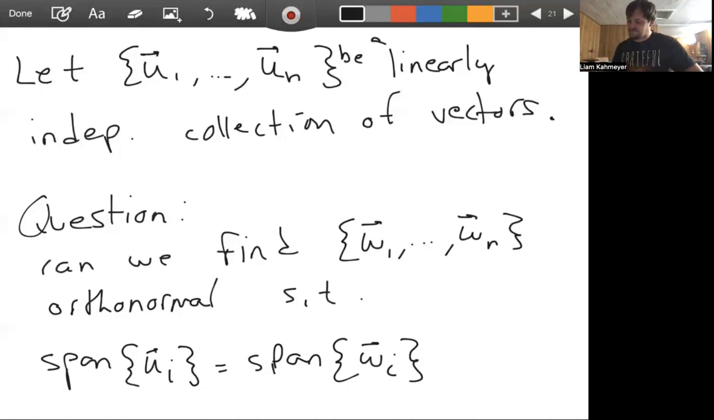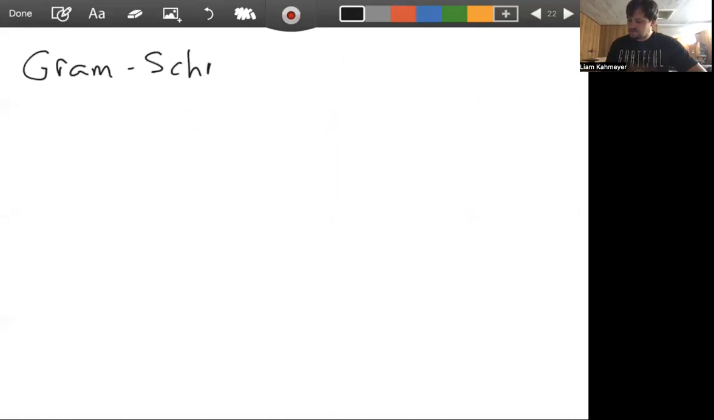Mathematicians are lazy, right? So here's the question. If we're not given something orthogonal, but just linearly independent, can we still construct this orthonormal set that is a spanning set? The answer is yes. And how is by the Gram-Schmidt process. So this is an algorithm, and let's see how this algorithm goes.